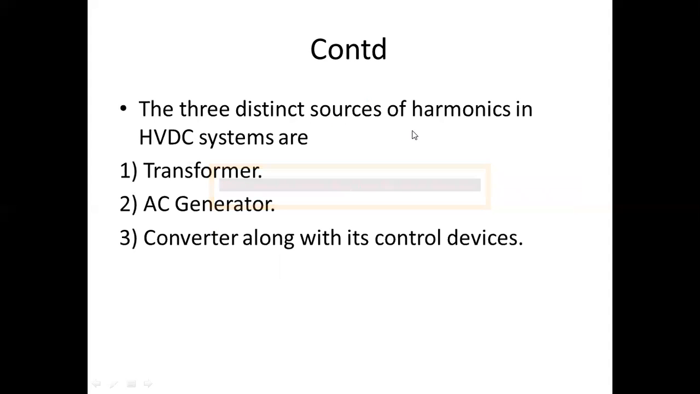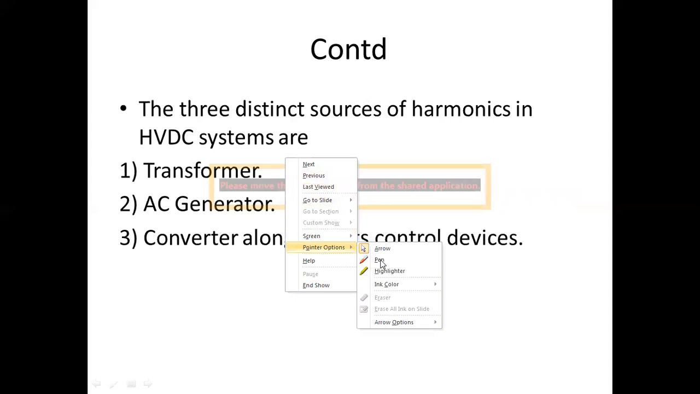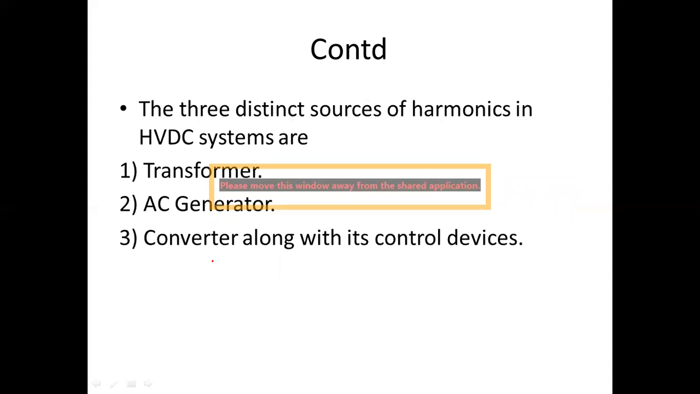There are three distinct sources of harmonics in an HVDC system. The first one is the transformer. Another one is the AC generator. And the third is the converter along with its control devices. These are the main sources responsible for the generation of harmonics in the HVDC system. We will see them one by one.